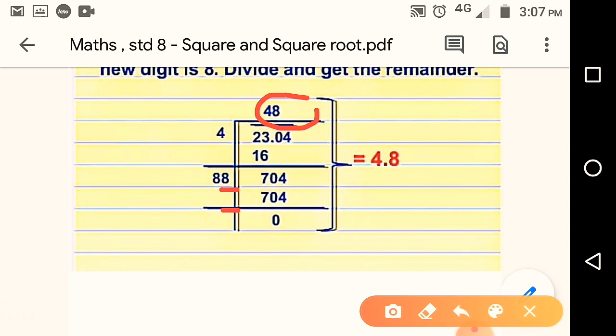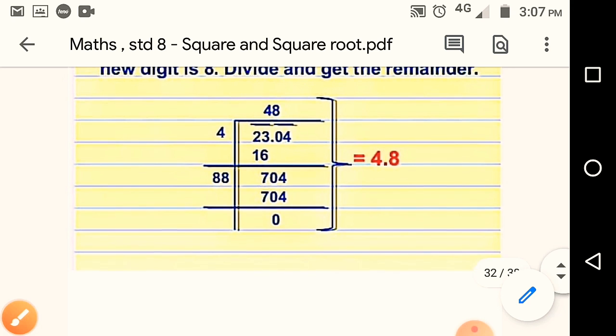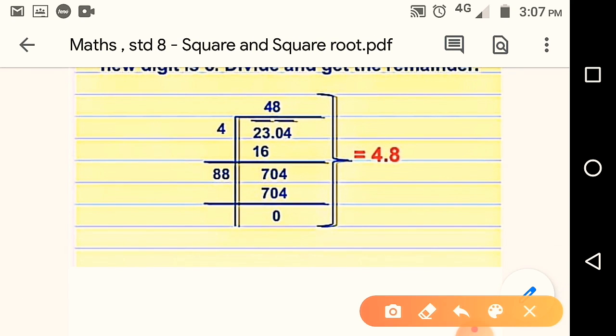In the question the point was after 2 digits. So in the answer we will keep the point after 1 digit. So 48 we are getting as the answer, so our answer is 4.8. So 4.8 is the square root of 2304. Meaning if you multiply 4.8 2 times, you will get the answer 2304. So this is the square root.